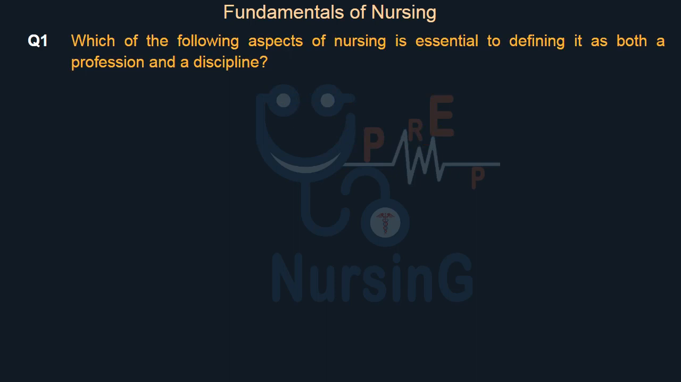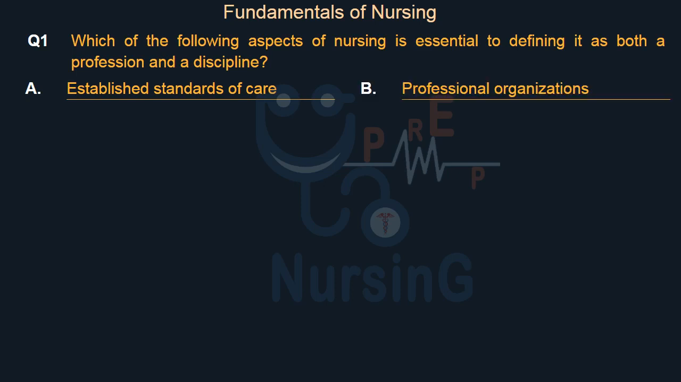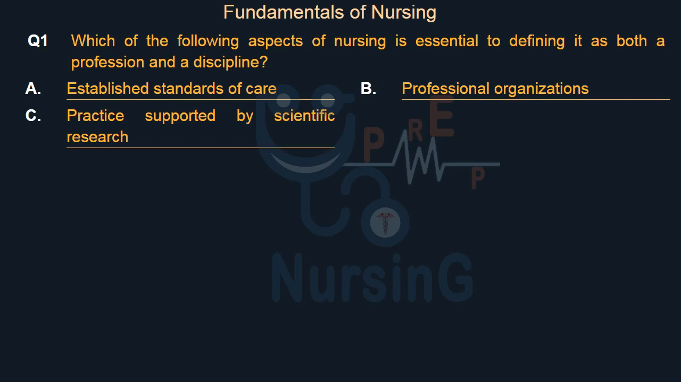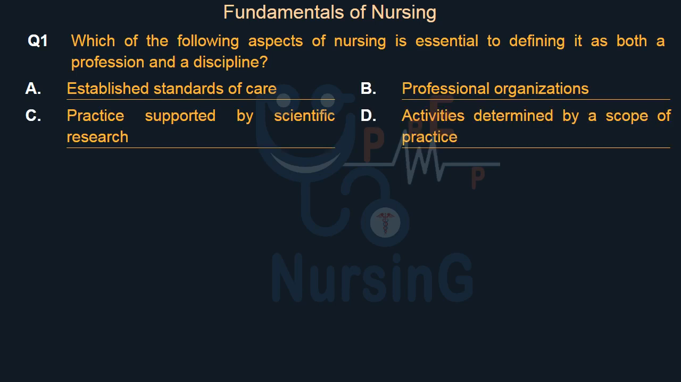Fundamentals of nursing. Which of the following aspects of nursing is essential to defining it as both a profession and a discipline? Option A. Established standards of care. Option B. Professional organizations. Option C. Practice supported by scientific research. Option D. Activities determined by a scope of practice.